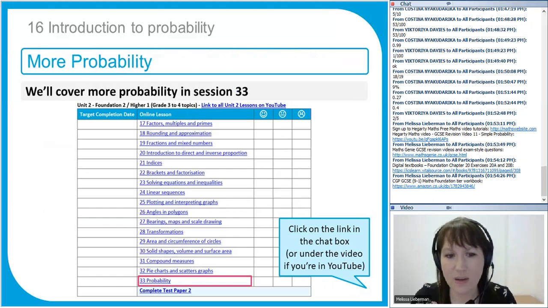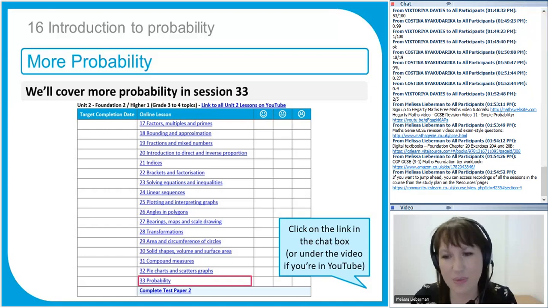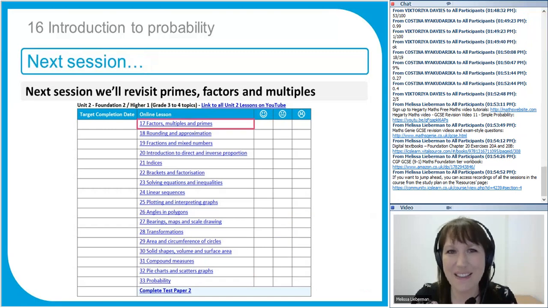Okay, pretty easy. Now we'll be revisiting probability at the end of each of units 1, 2, 3, and 4. So we'll go back to some more difficult probability, including experimental probability in section 33. So if you found that today's session was a little bit easy and you want to try some harder questions, you can skip ahead to the end of unit 2 if you wish. If you've watched all of the first session, 16, then that means you've finished all of unit 1. If you've finished unit 1, then please do the test paper.